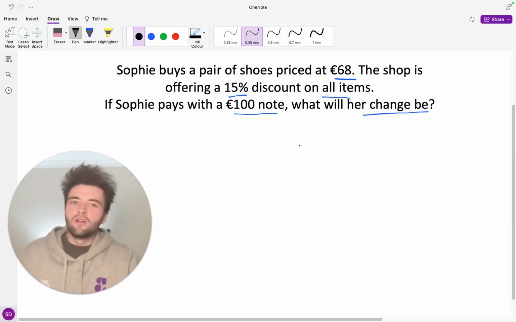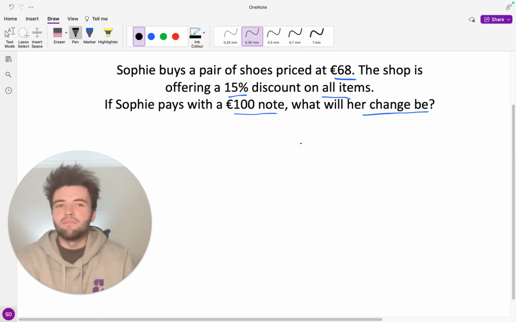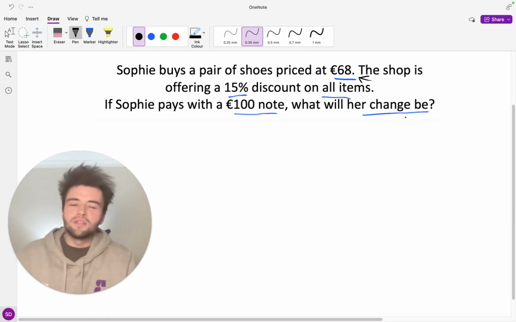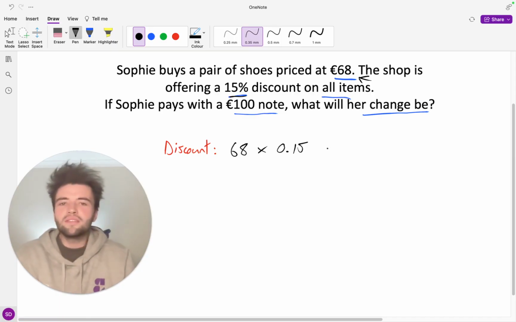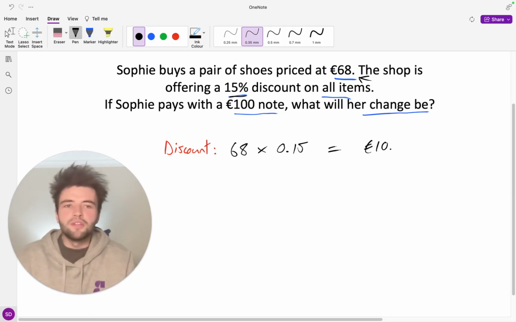And so although it may not look like it at first, this is basically the same type of question as a tax question, because we have this amount that you can kind of consider as her money that she's got at the start, and we're going to have to multiply that by 15% to figure out what it's going to be worth afterwards. So the discount is going to be 68 times 0.15, and that is going to be worth €10.20. So just doing that multiplication using your calculator.